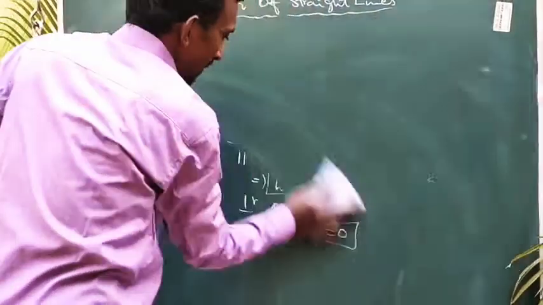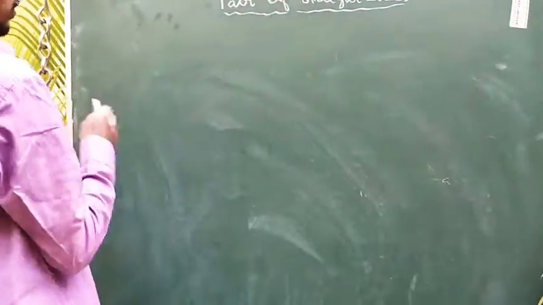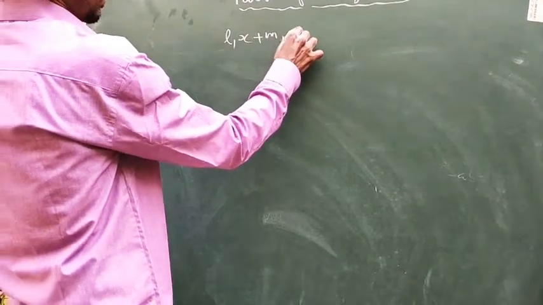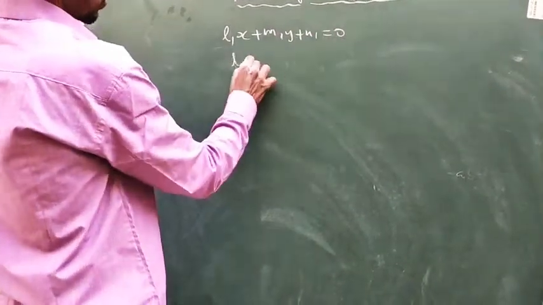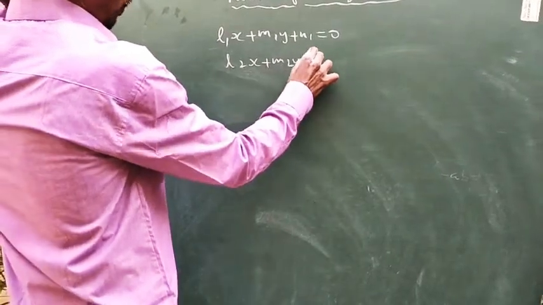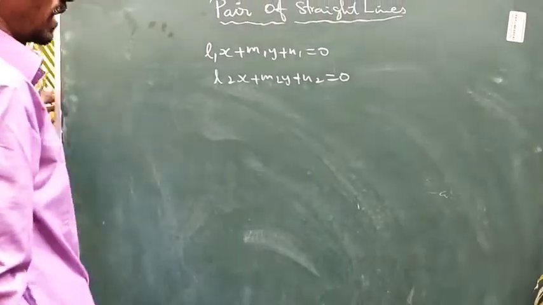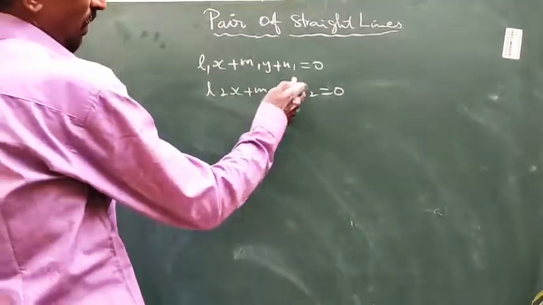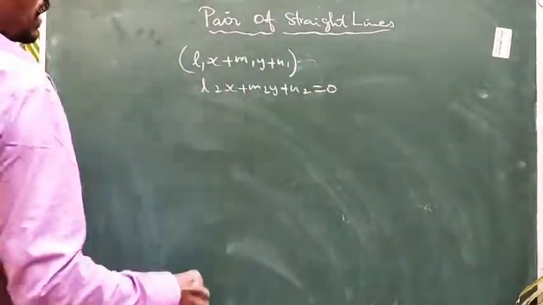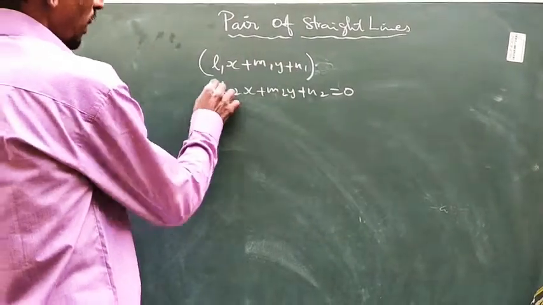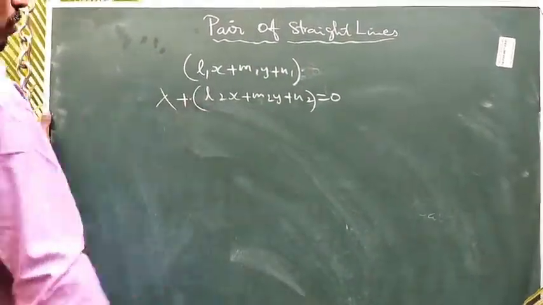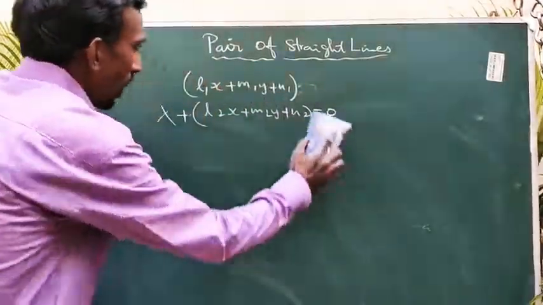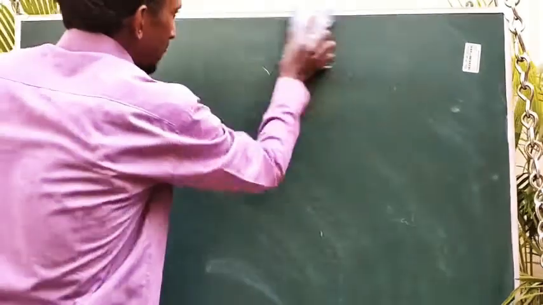And next thing, if two separate straight lines are given, for example L1x + M1y + N1 = 0, L2x + M2y + N2 = 0, and they ask for the pair of straight lines, very simple, the linear combination of the two. The first one plus some lambda into the second one equals 0, we can get the pair of straight lines. So now we are entering exercise 6.4.